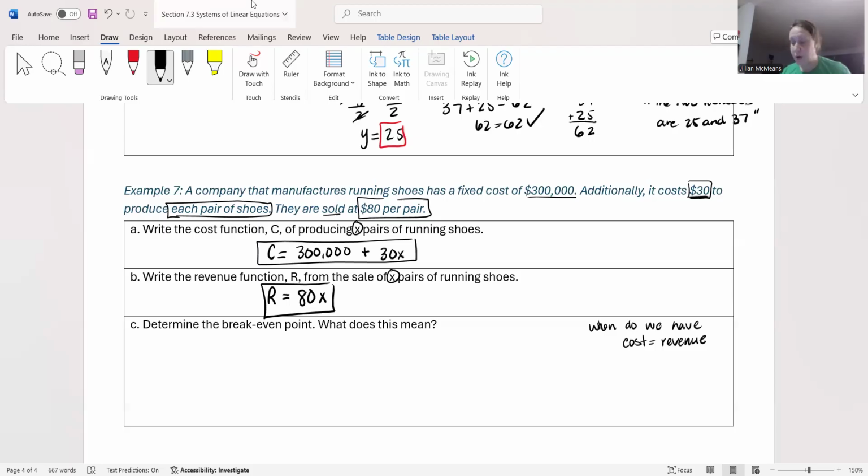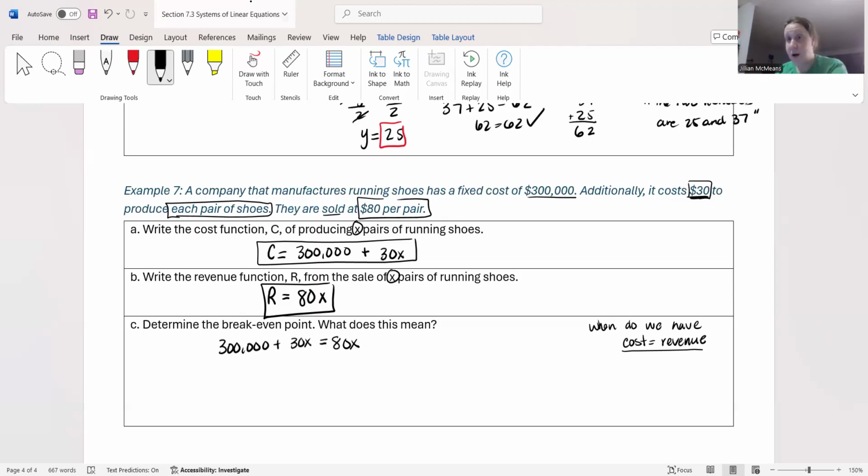So let's figure out what the break-even point is. And remember, it is when cost is equal to revenue. So we want to take our cost function and set it equal to our revenue function. So the cost function is 300,000 plus 30x. The revenue function is 80x. So we have cost equal to revenue. Now, if we can solve this for x, we'll have a point where we would break even. We are not going to make any money, but we're also not going to lose any money.